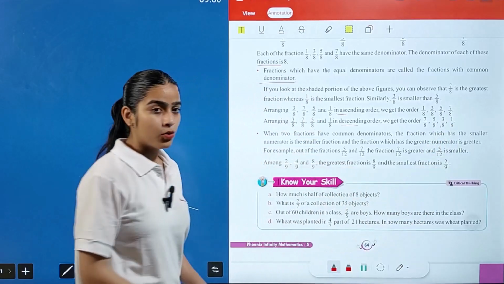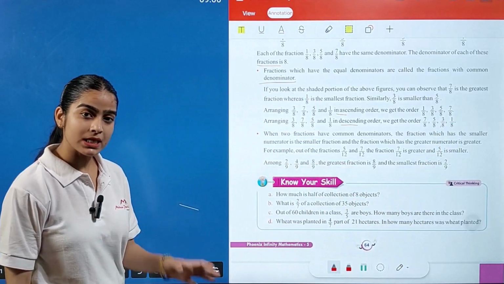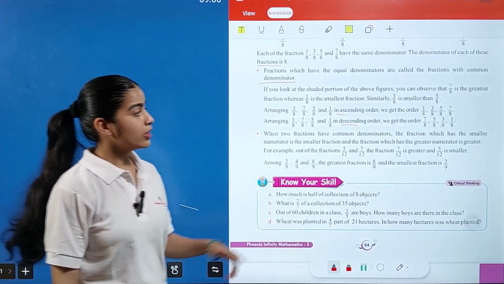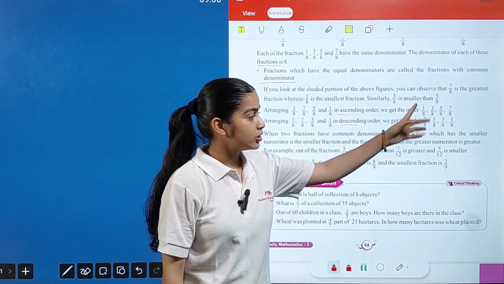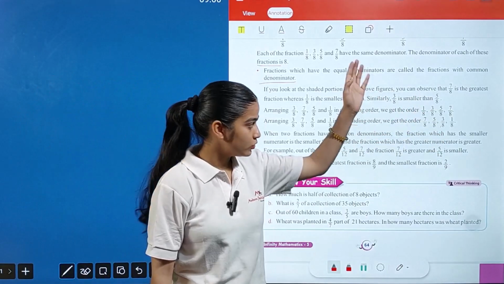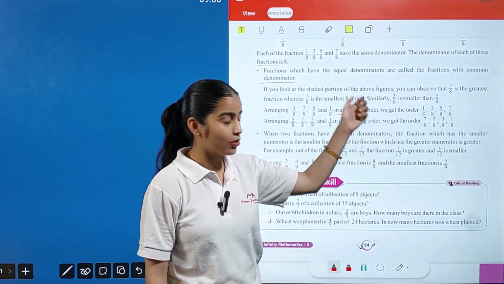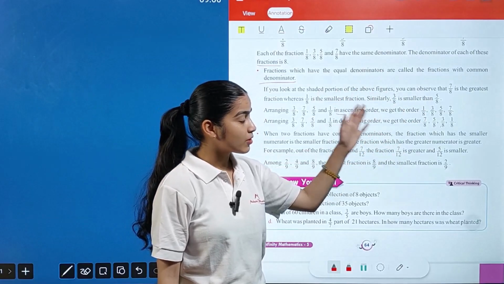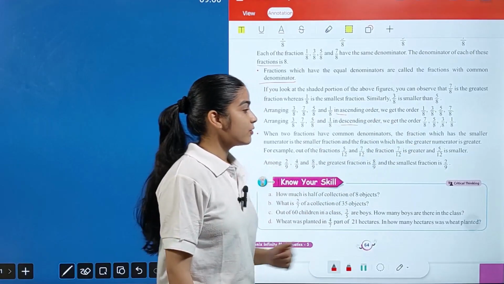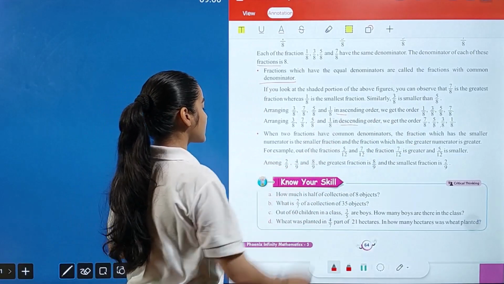And I hope you remember what is meant by ascending and descending order. When you arrange your numbers from smaller to larger, that is called ascending order. And when you arrange your numbers from larger to smaller, that is referred to as descending order.